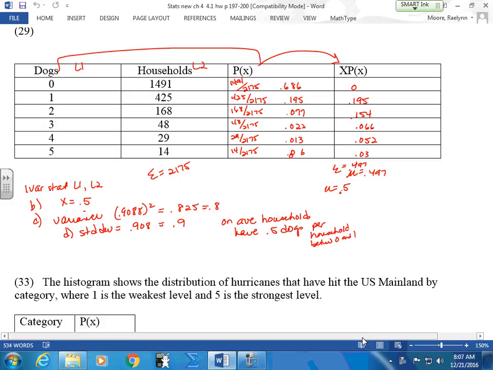You did a frequency to see how many households have 0 dogs. Interpret your table first. Out of all of these households, 2,175 households, 1,491 have no dogs. You did your tally. This is the frequency from your tally. People having 1 dog, there were 425 households that had 1 dog. So interpret your table before you even start so that you understand where the numbers come from.